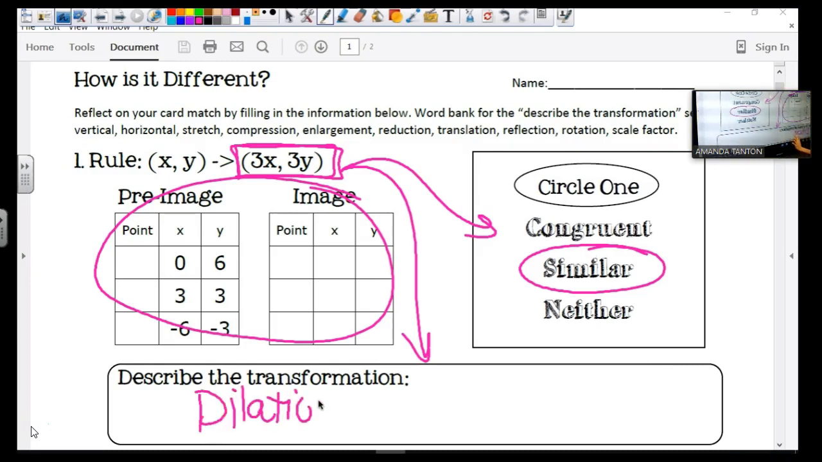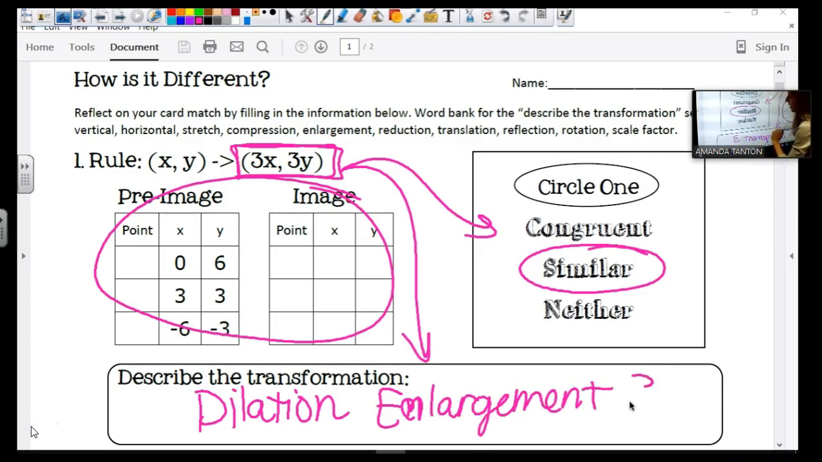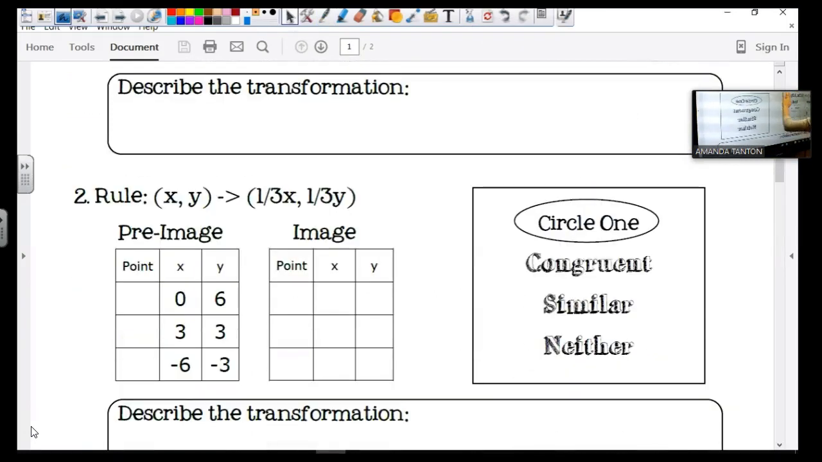And then you need to be more specific. What kind of dilation was it? Enlargement, good. And what was the scale factor? Yep. So it was a dilation, it was an enlargement with a scale factor of 3. Awesome. So that's cut and dry. That's pretty simple.